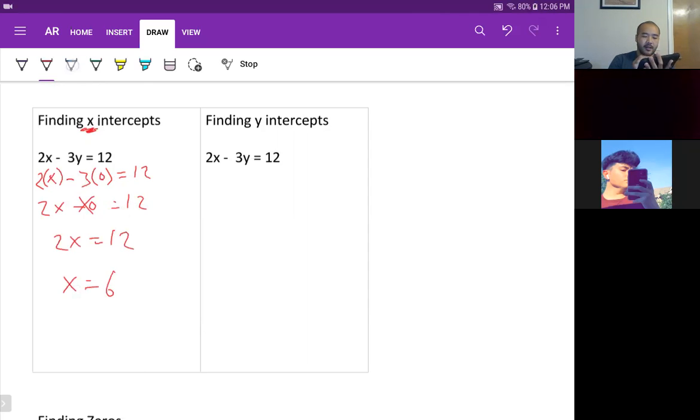Same equation. Now we're going to find the y-intercept. So we'll do 2x, make that 0, minus 3y equals 12. So this goes away. Negative 3y equals 12. Divide by -3, y equals -4. So those are your x and y intercepts.